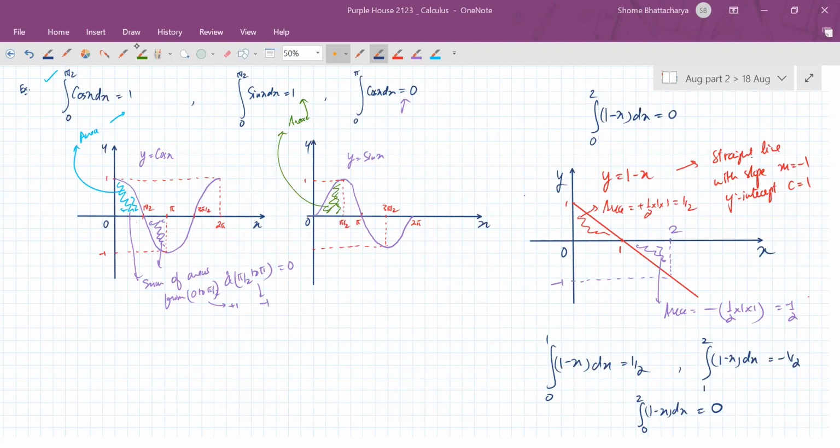Sir, how in the first graph does your area come to be 1, because cos 90 is 0? We just did that integration a little while back, cos x dx from 0 to pi by 2. You can refer to it. It was that question, the a part was that only. So that's how it came out to be 1.